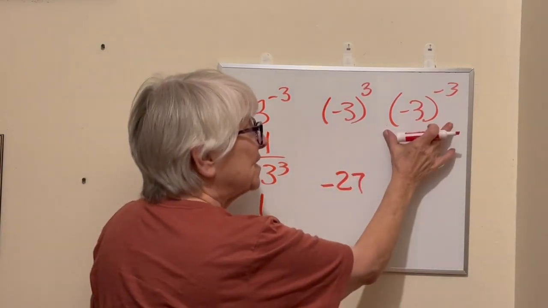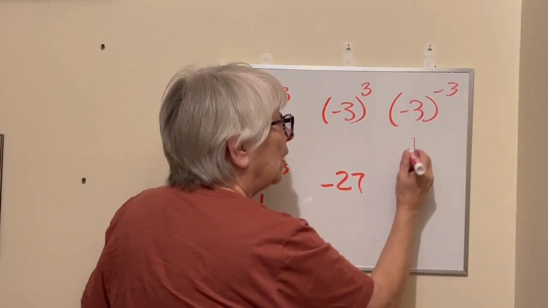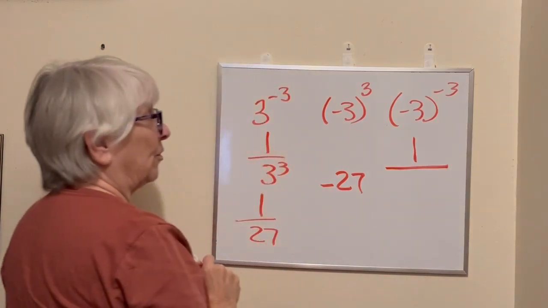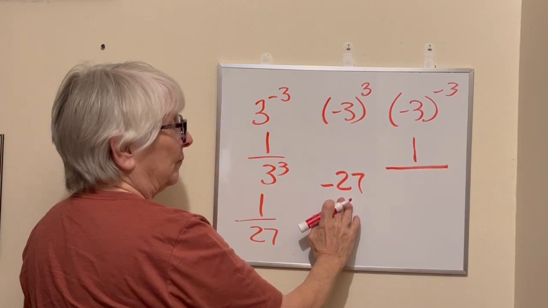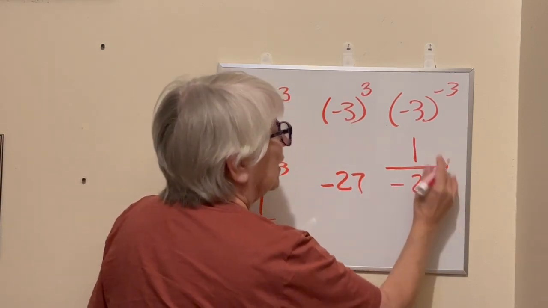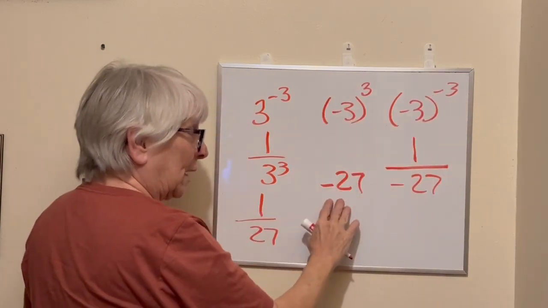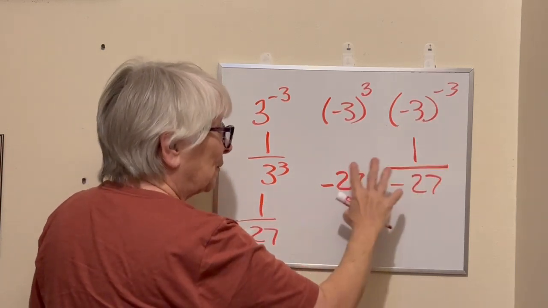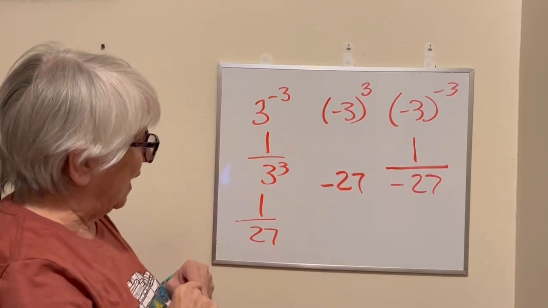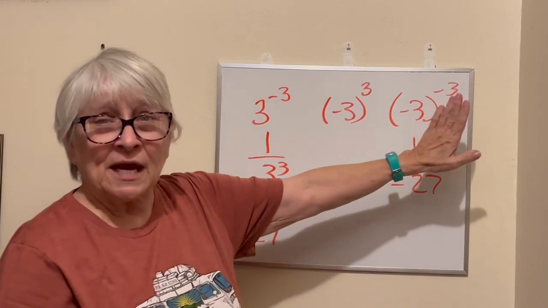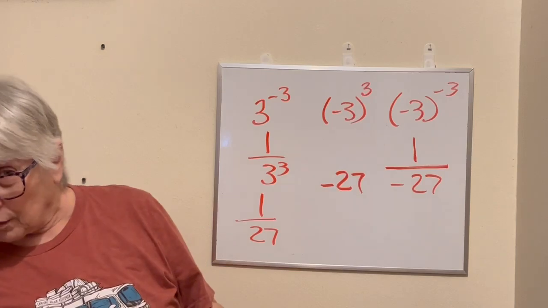Okay, this is negative 3 to the third power. But it's 1 over negative 3 to the third power. And we already did negative 3 to the third power. It's negative 27. This one has a negative sign on the exponent. This one does not. This one becomes 27. This one becomes 1 over negative 27. Negative 27, 1 over negative 27. Okay? So the sign on the exponent can make a great deal of difference in the answer to a problem.